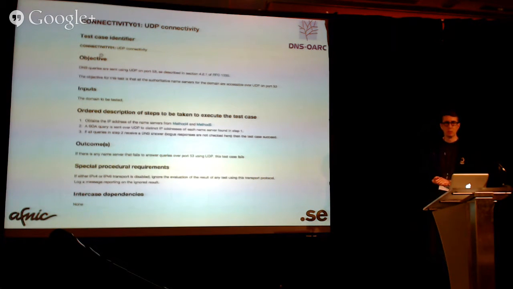This is an example of one of the test cases. So at the top you have the identifier and an extremely short description of what the test actually does. You have the objective, where you have references to what you are testing. And in this case it's UDP connectivity, and we try to find the RFC where it actually is stated how a connection in DNS occurs. For inputs, it's most often the domain name that you want to test. And then you have the ordered description of the steps taken to execute the test.